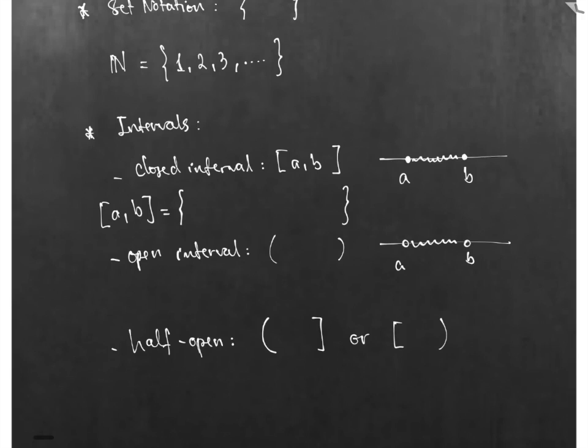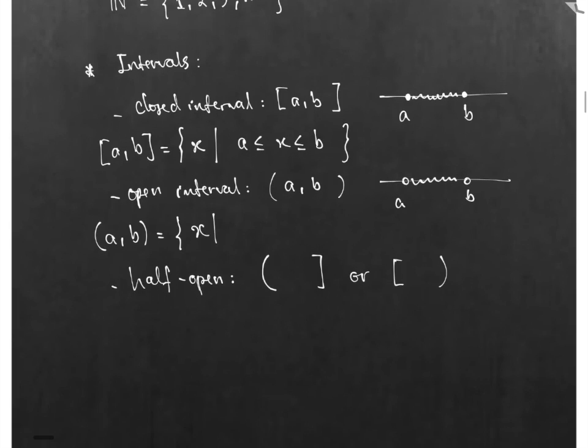The closed interval [a, b] means that you are looking for x such that x is greater than or equal to a and less than or equal to b. In the case of the open interval (a, b), once again, you can use set notation to represent the open interval as this. You're looking for x such that x is strictly greater than a and strictly less than b. That means you do not want the endpoints.